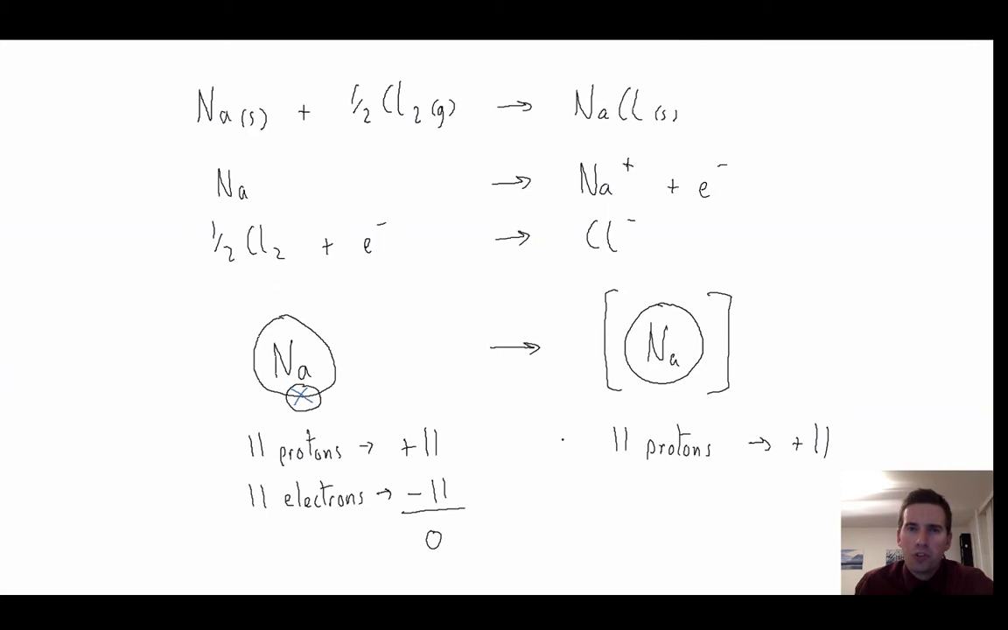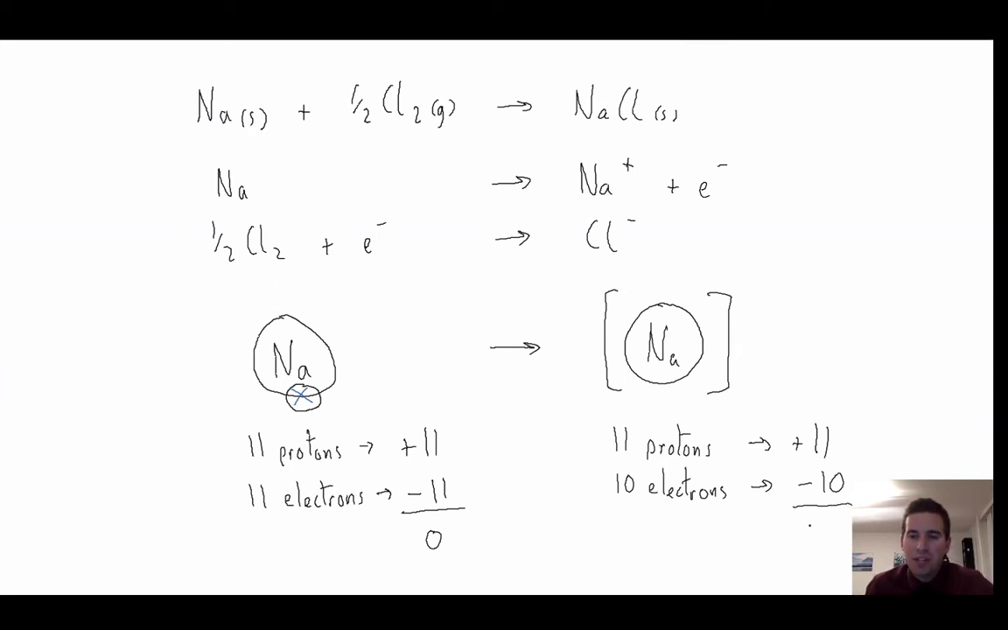However, we have lost one electron. Therefore, the electrons only contribute a charge of -10. So we take +11 minus 10. We are left with +1. The sodium ion has a charge of +1.